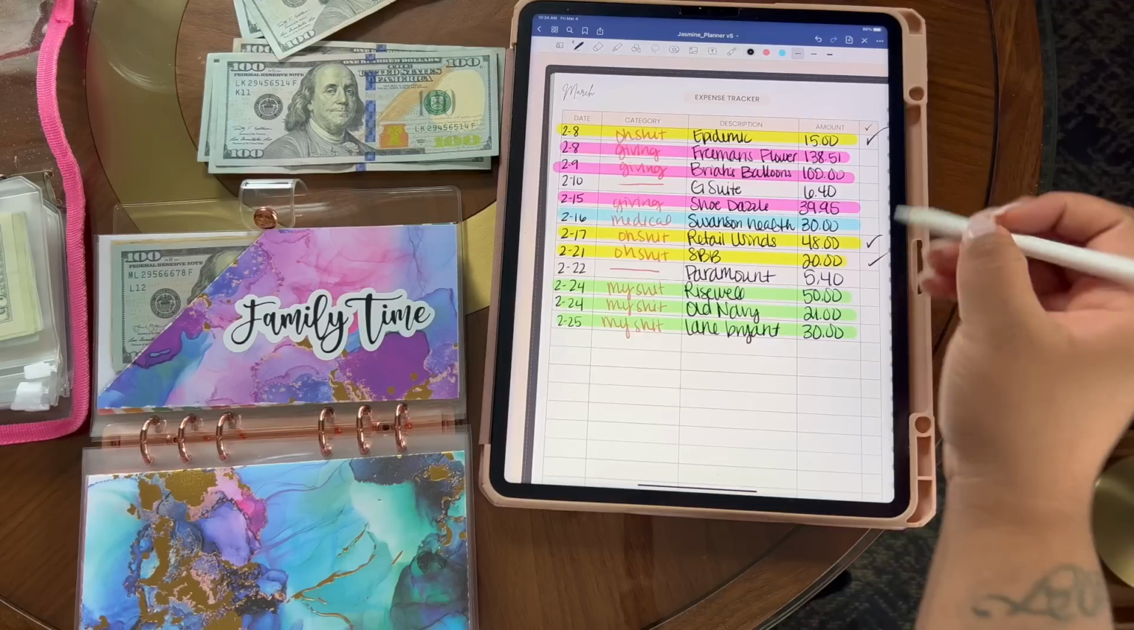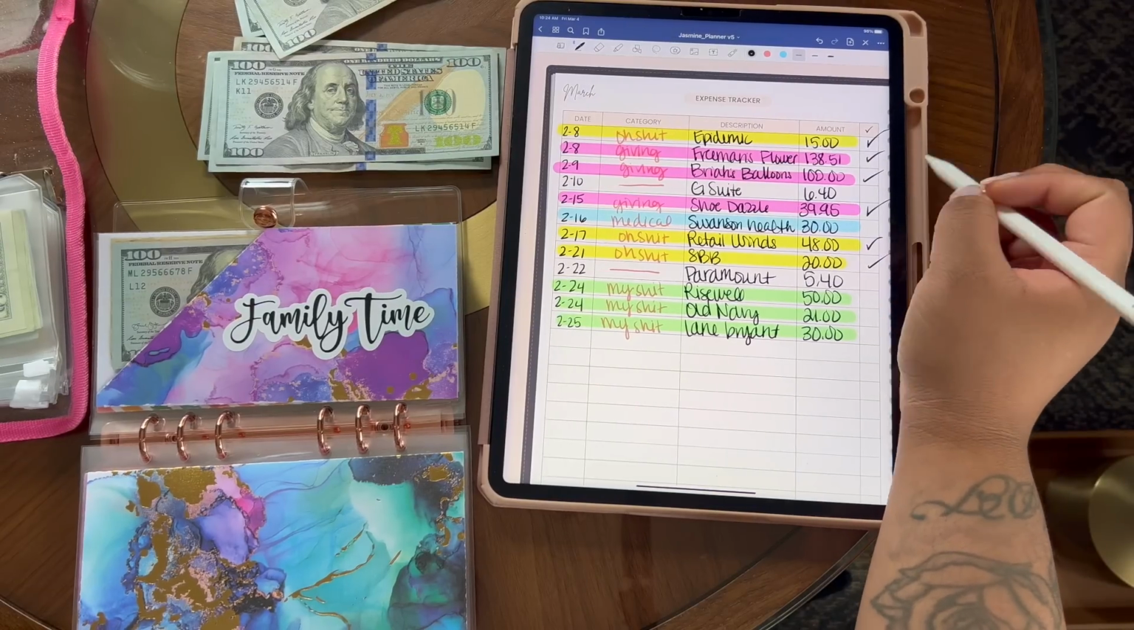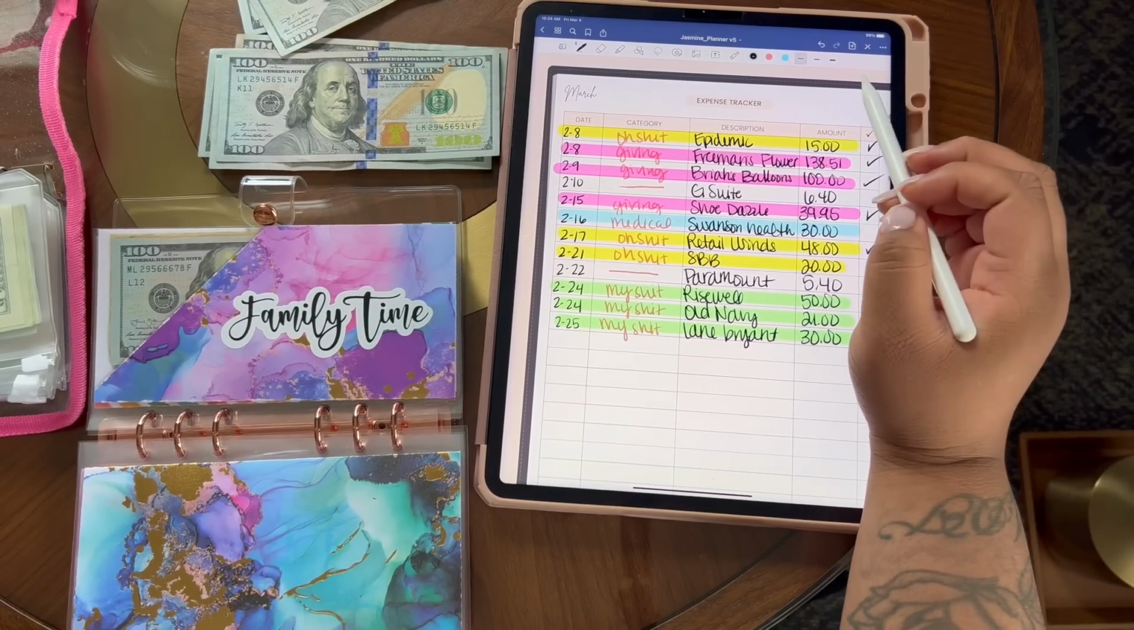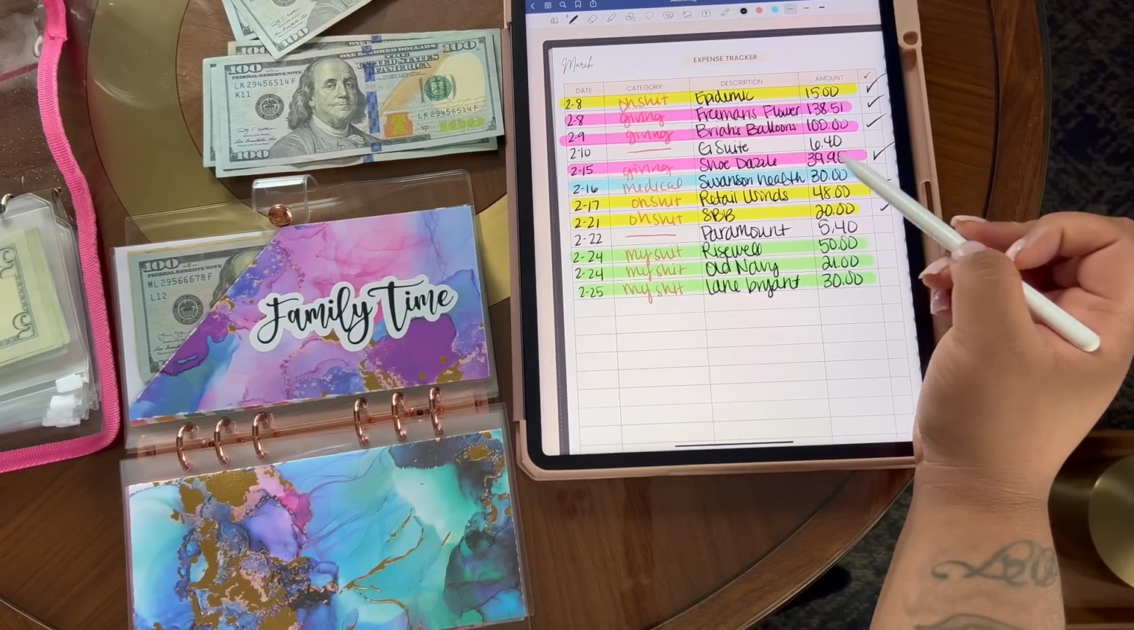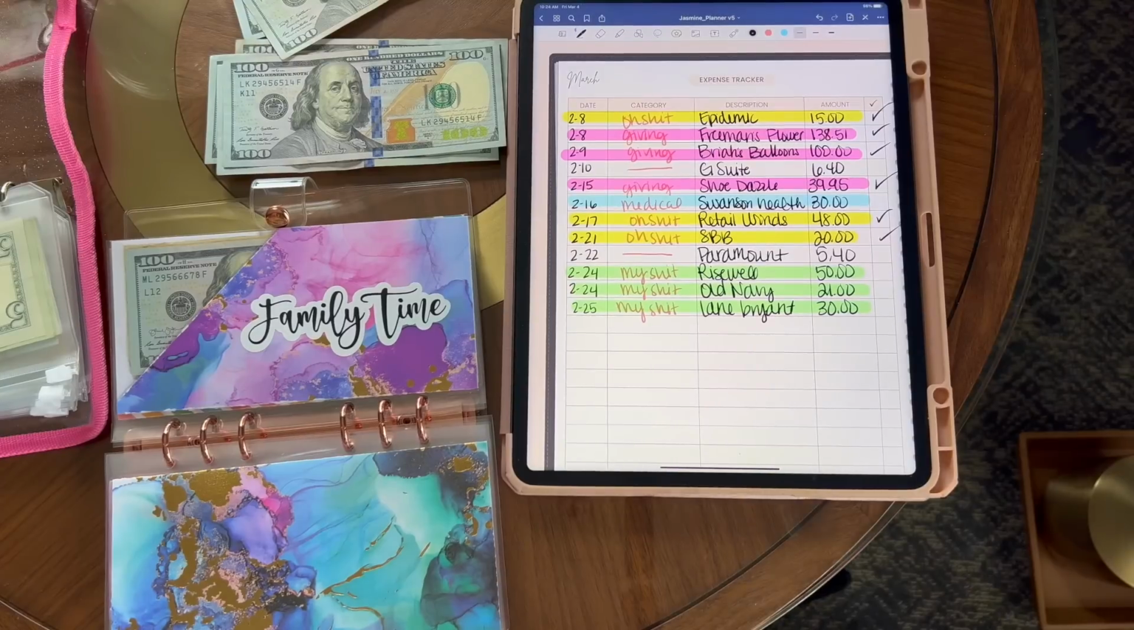And so we are good there for our giving expenses, which was I bought some flowers and balloons for my niece for Valentine's Day. And then, sorry, this table is moving. And then again, like I said, the Shoe Dazzle charge.